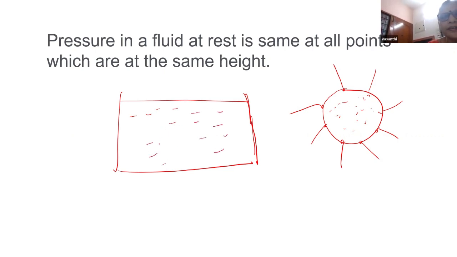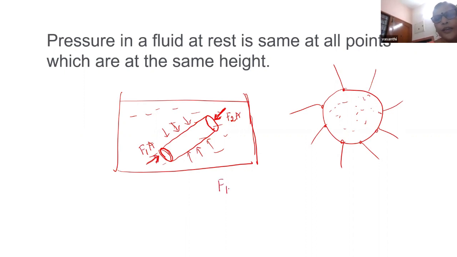So now I am considering a cylindrical surface. This is also liquid surface only. It is in equilibrium, so it is understood that on the curved surface, the force exerted should be the same. Here, if you consider this as F1 into A, and on this side the force is F2A. It's an imaginary cylindrical surface, and the net force on the cylinder is 0. So F1A must be equal to F2A because the net force must be 0.